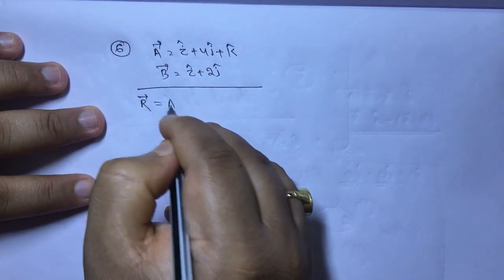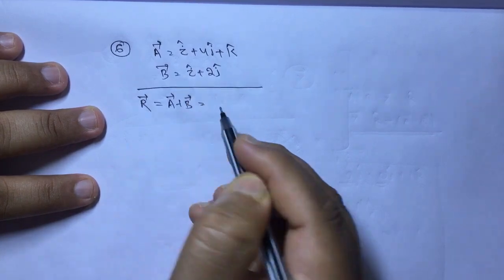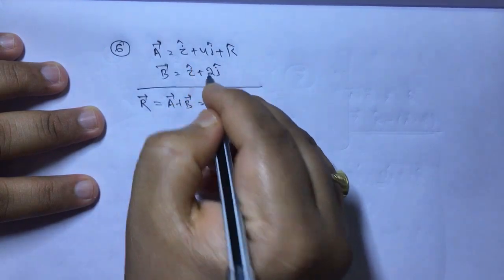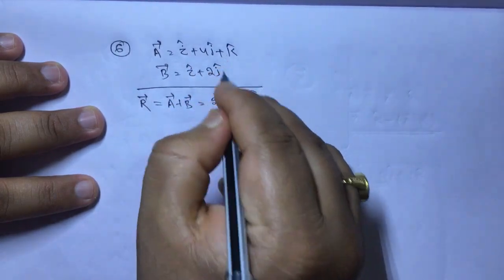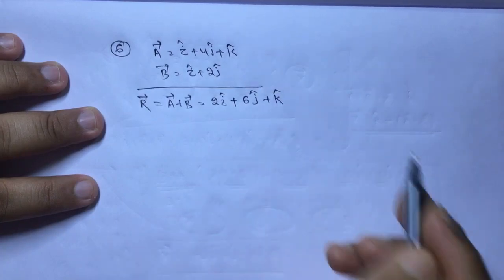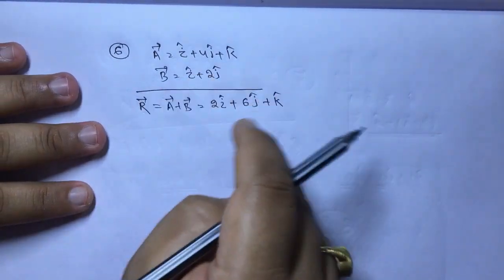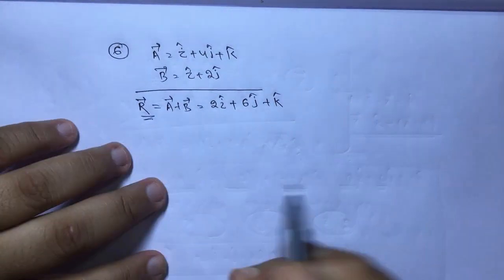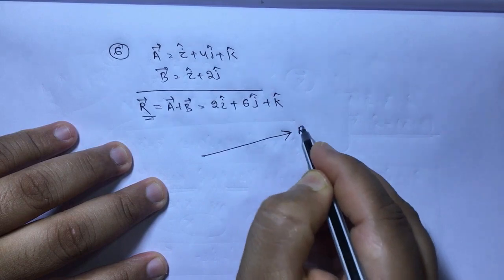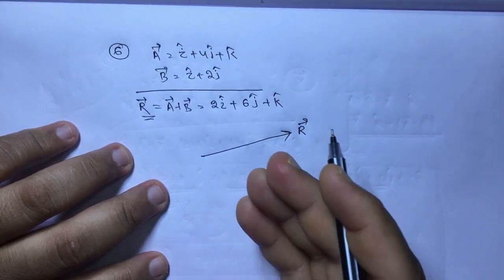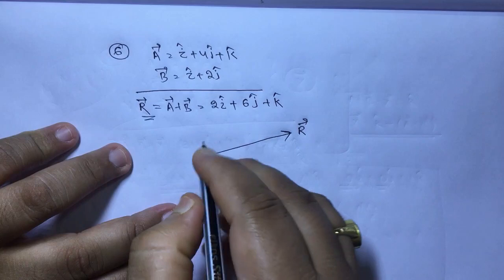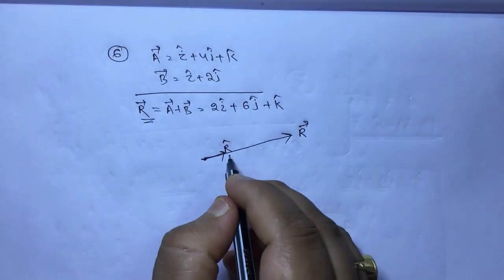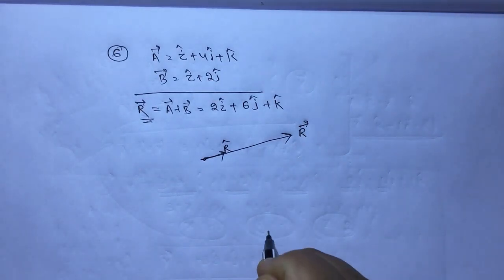First, let us find what is the resultant vector. That is r vector, that is equal to a vector plus b vector. Simple, 1 plus 1 means 2 I cap, 4 plus 2 means 6 j cap, 1 plus 0 means 1 k cap. This is r vector. Now, find a vector which is parallel to r vector. Now, why not simply find r cap? Isn't it r cap is parallel to r vector?